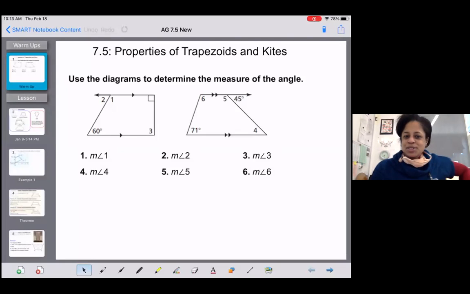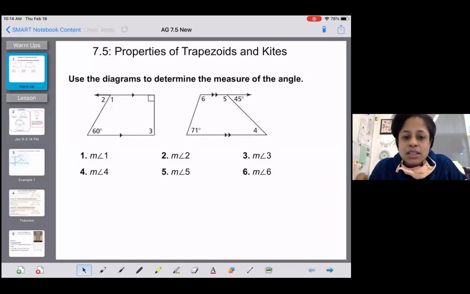Hi, Advanced Geometry. Here's your video for section 7.5, which is on the properties of trapezoids and kites. And this slide you can actually do without knowing anything about trapezoids or kites, other than the fact that in a trapezoid, one pair of opposite sides are parallel, which I'm sure you knew already.